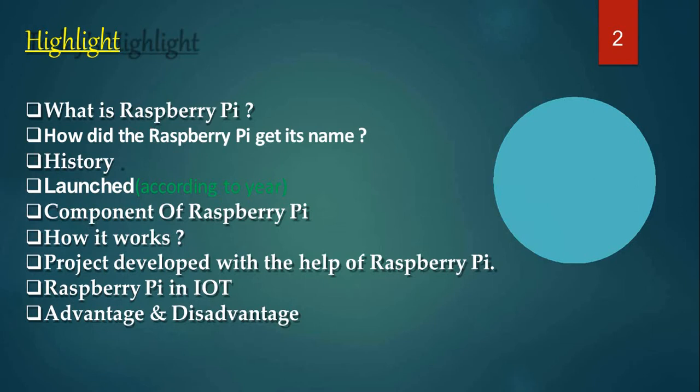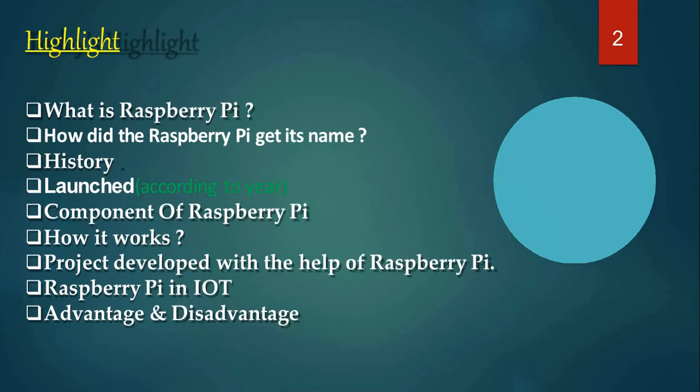Next, history. Fourth point, launch date of Raspberry Pi models. Fifth point, components of Raspberry Pi. Next one is how Raspberry Pi works. Next, projects developed with the help of Raspberry Pi. Eighth point is Raspberry Pi in IoT. And the last point, advantages and disadvantages of Raspberry Pi.